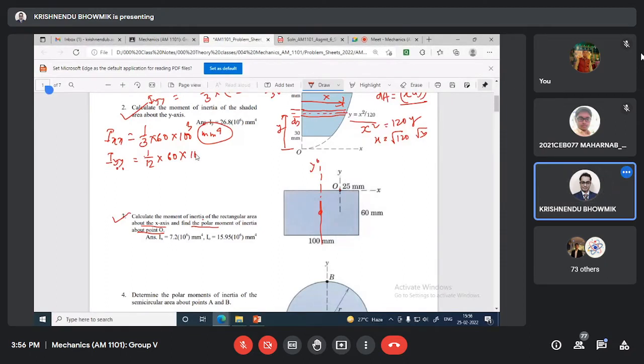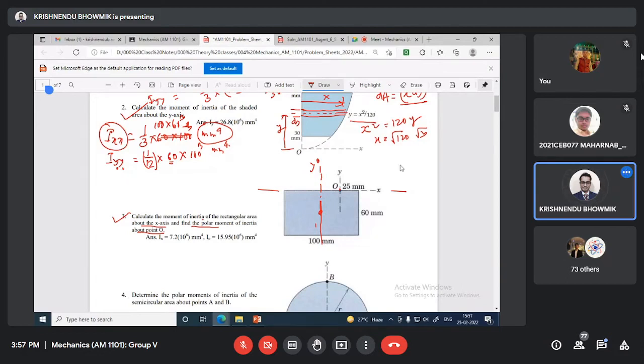One minute, I made one mistake here. Ixx was this: base was 100 and height was 60, so base multiplied by height cubed was Ixx. Now this Iyy with respect to this, as this is the centroid, it is 1/12 multiplied by base multiplied by 100 cubed, mm^4. So we got Iyy.